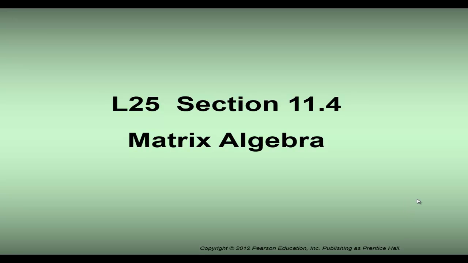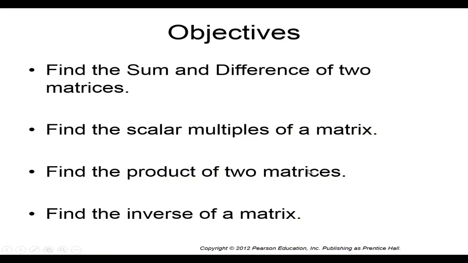This is section 11.4, matrix algebra, and the objectives that we're going to be looking at are: we want to find the sum and difference of two matrices. We're going to add and subtract matrices. We're going to find the scalar multiples of a matrix. We're going to take a number and multiply it into the matrix.